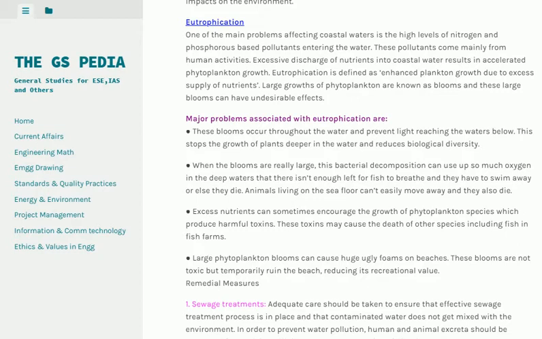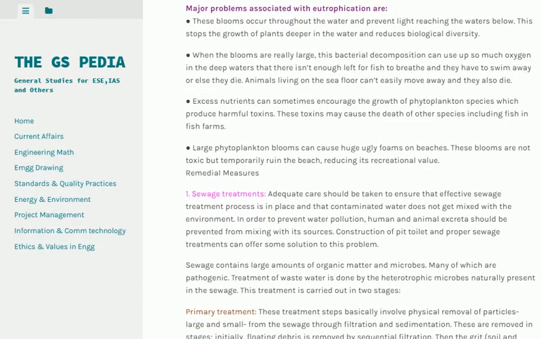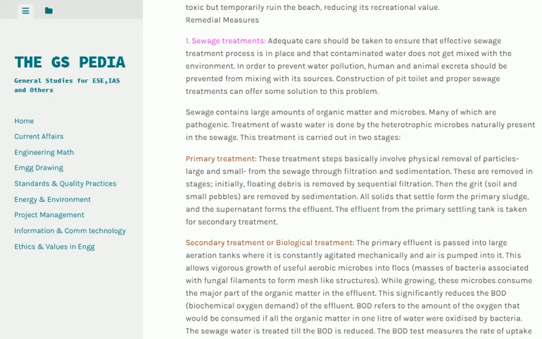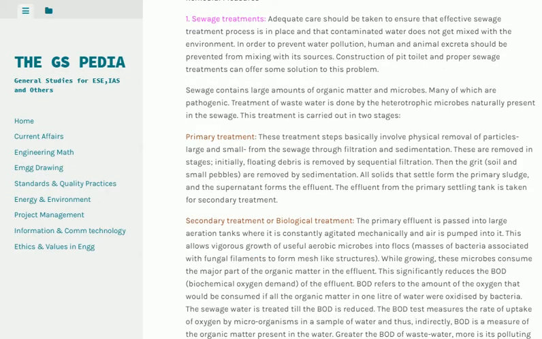Remedial measures. 1. Sewage treatment. Adequate care should be taken to ensure that effective sewage treatment process is in place and that contaminated water does not get mixed with the environment. In order to prevent water pollution, human and animal excreta should be prevented from mixing with its sources. Construction of pit toilet and proper sewage treatments can offer some solution to this problem.